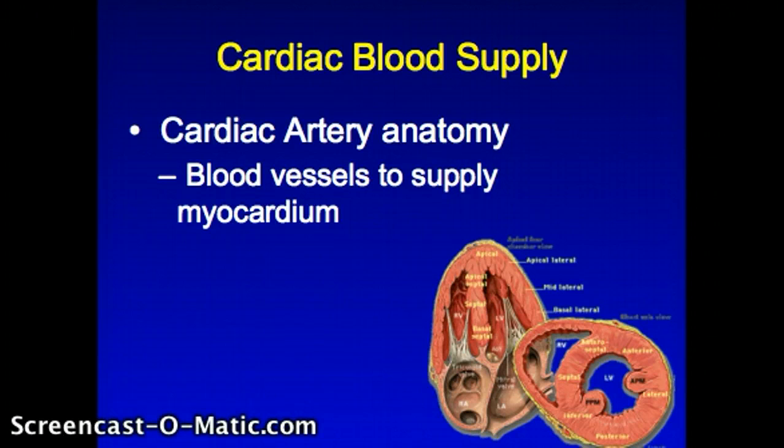Okay, so the cardiac anatomy is basically dealing with the blood vessels that give circulation, nutrients and oxygen to the heart muscle itself. As we've talked about in class before, the blood flow that goes through the heart doesn't directly feed the heart with the nutrients and oxygen that it needs. So there are blood vessels that go around the heart that help to do that.